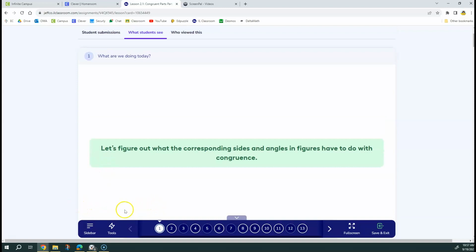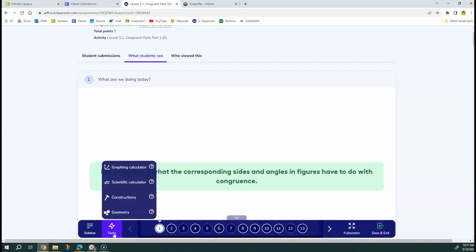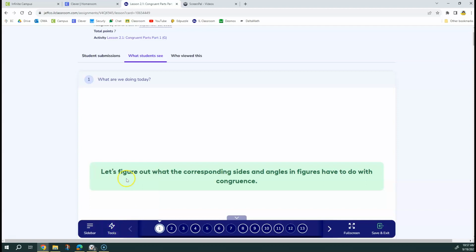Something I want to make sure I point out to you, there is no longer a toolbox at the top of the cards. Tools are located down here where it says Tools. How handy. So there's graphing calculator, scientific calculator, constructions, and geometry. We will be using the geometry tool later on in the lesson, so I did want to make sure that I pointed that out to you.